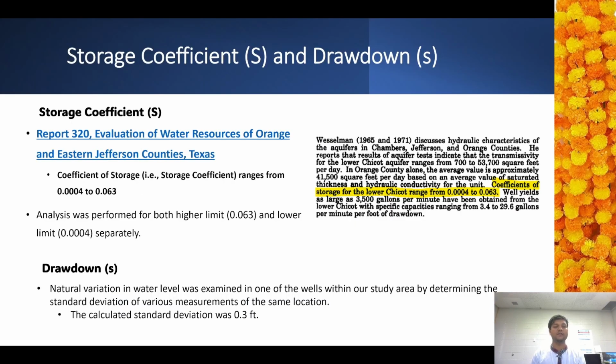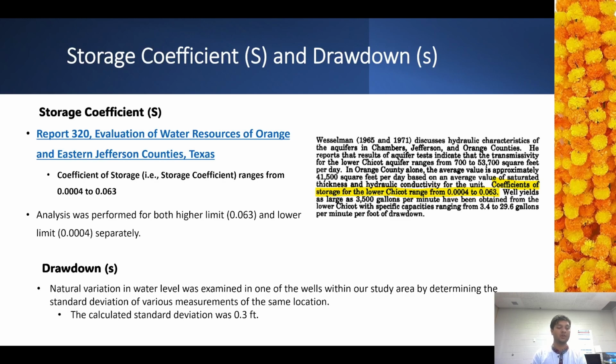Talking about the storage coefficient, we used report 320, Evaluation of Water Resources of Orange and Eastern Jefferson Counties, Texas. From this report, we found the coefficient of storage ranges from 0.0004 to 0.063, which is also highlighted in the text on screen. The analysis was performed for both the higher limit 0.063 and lower limit 0.004 separately, and the best among these two was chosen as our storage coefficient.